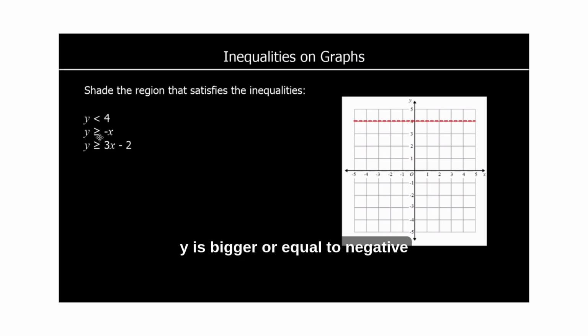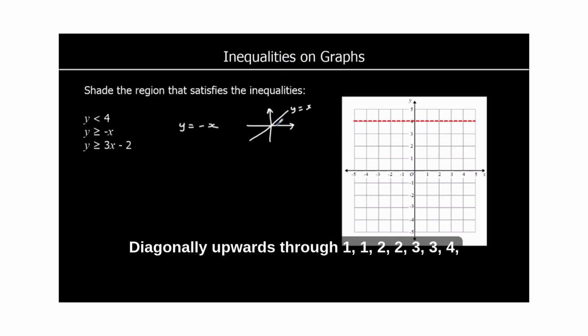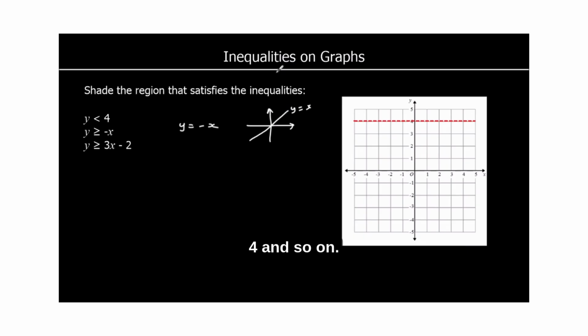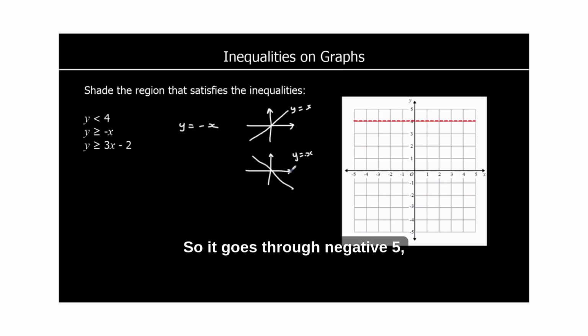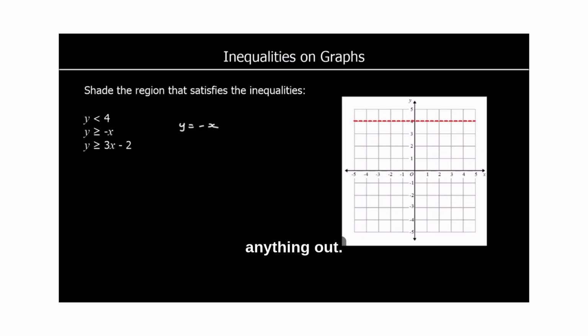Y is bigger or equal to negative x. So the line y equals negative x might be one you recognize. So y equals x is the line that goes diagonally upwards through 1, 1, 2, 2, 3, 3, 4, 4, and so on. Y equals negative x goes down, so it goes through negative 5, 5, negative 4, 4, negative 3, 3, and so on. So we can draw that without working anything out.